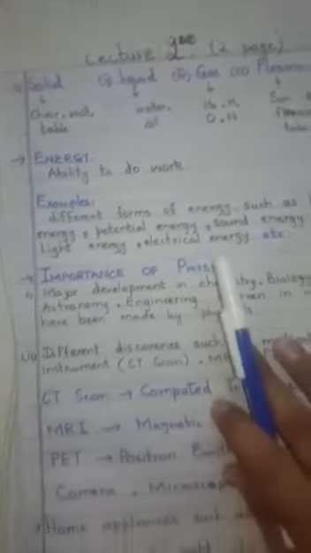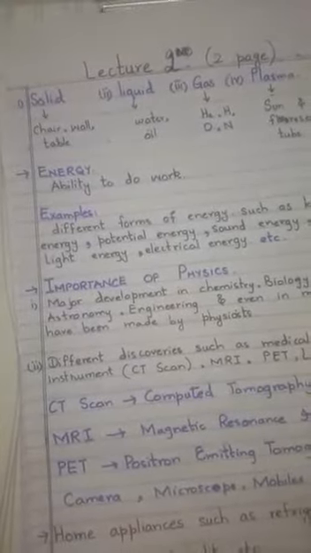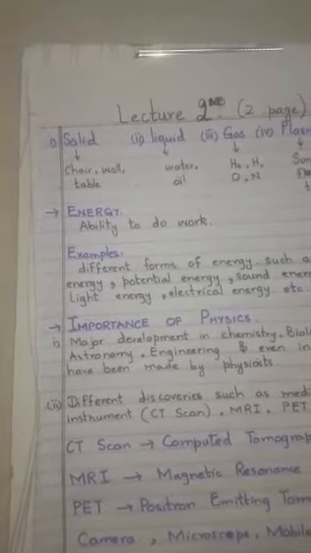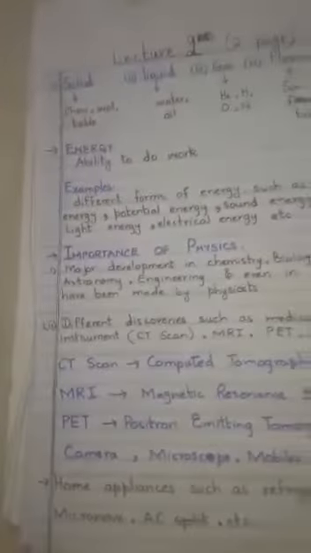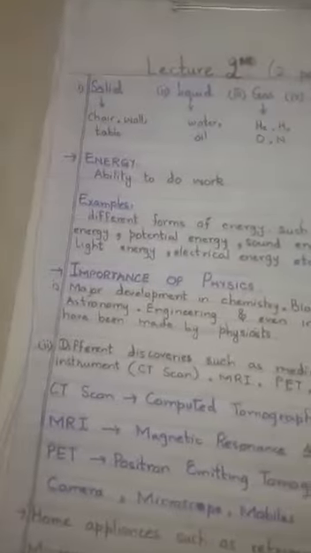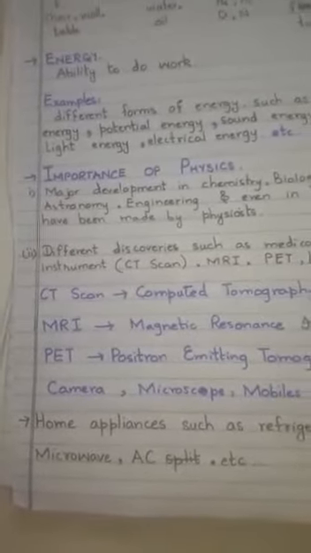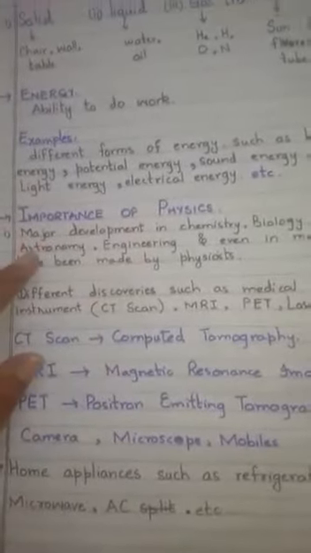The next topic, the second topic, is the importance of physics. This topic is given in your book on page number 3: physics and science, physical technology and impacts on society. Or simply we can say it is the importance of physics. Now girls, most technologies are developed with the help of physics, because physics is the root of every field of science.